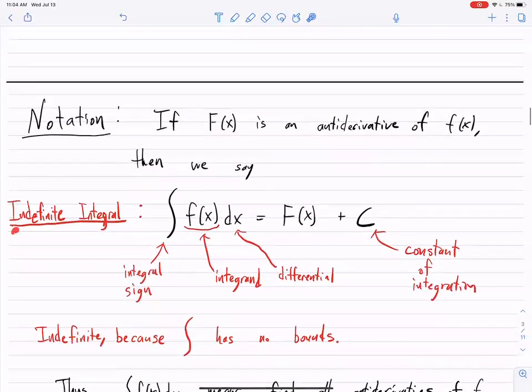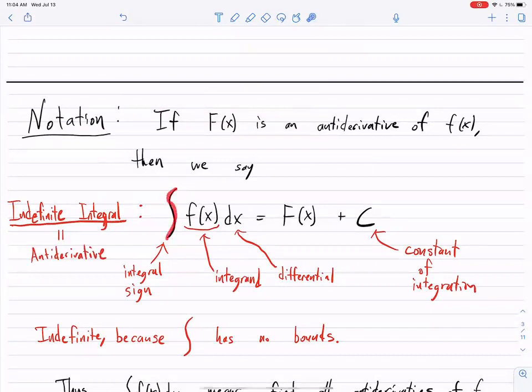And so this is what's called an indefinite integral. That means this is equivalent to an antiderivative. An indefinite integral is the same thing as an antiderivative. It's the way we take an antiderivative.